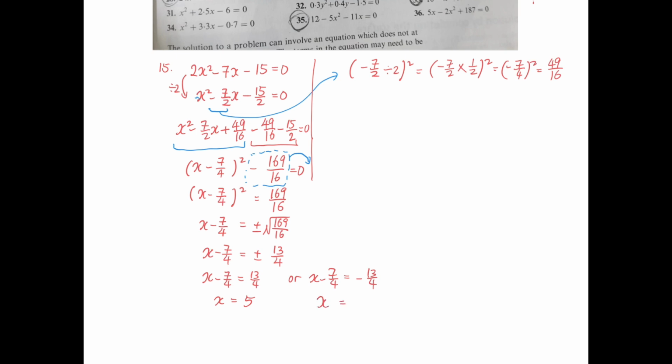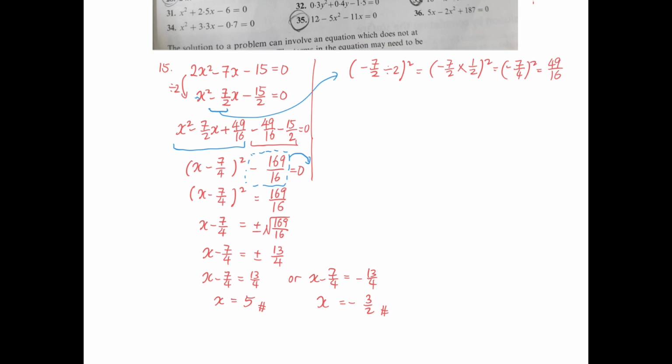And likewise for this, minus 13 over 4 plus 7 over 4. So we get negative 3 over 2. So this is one of the ways to do it, by using completing the square. Yeah, one of the ways to do it.